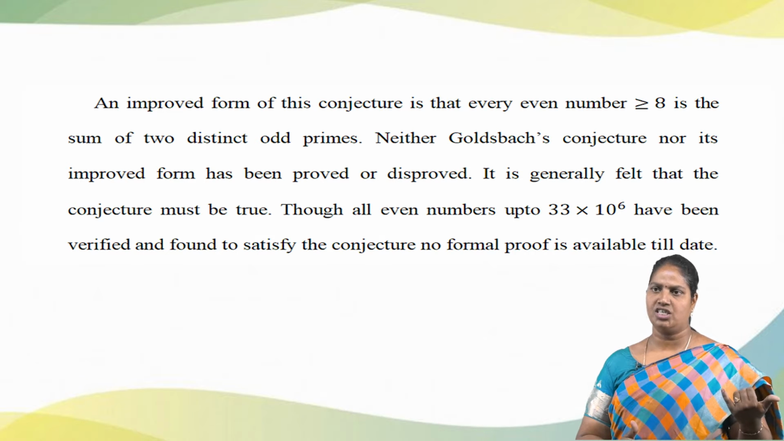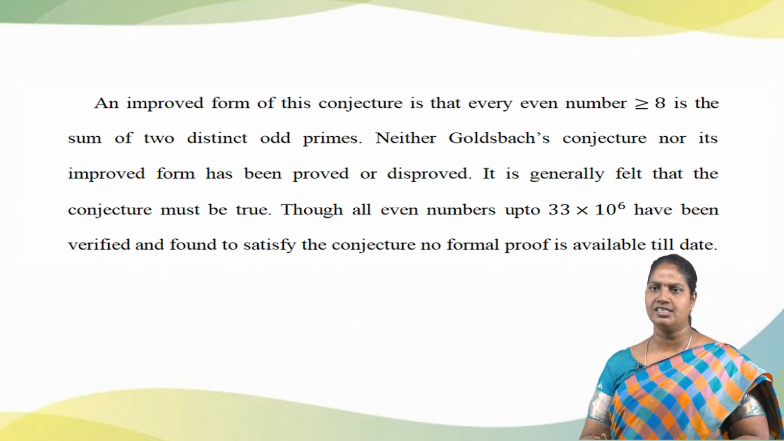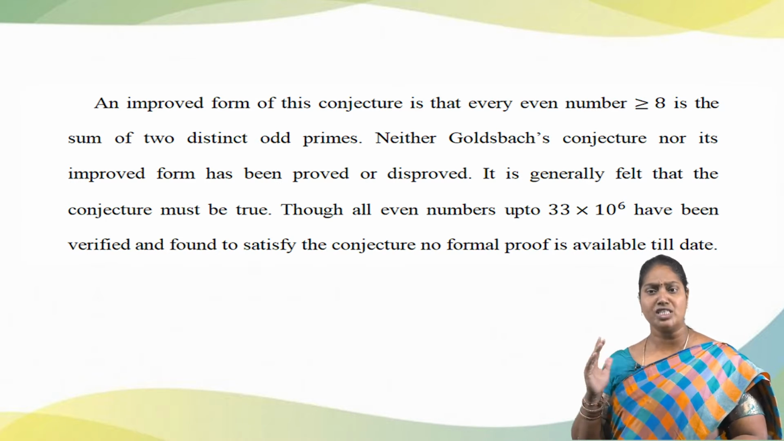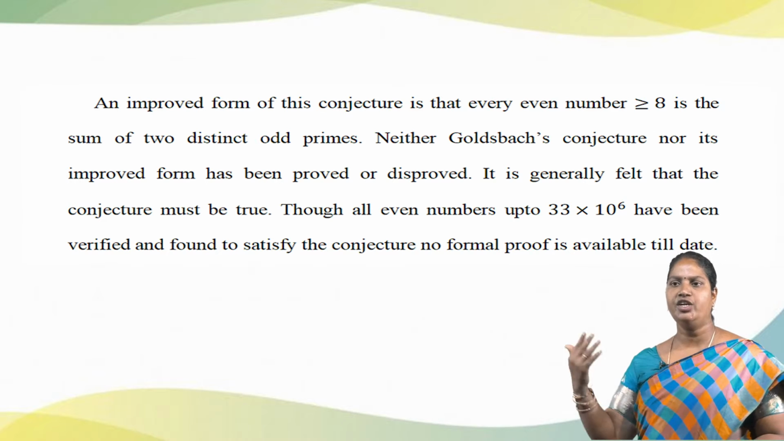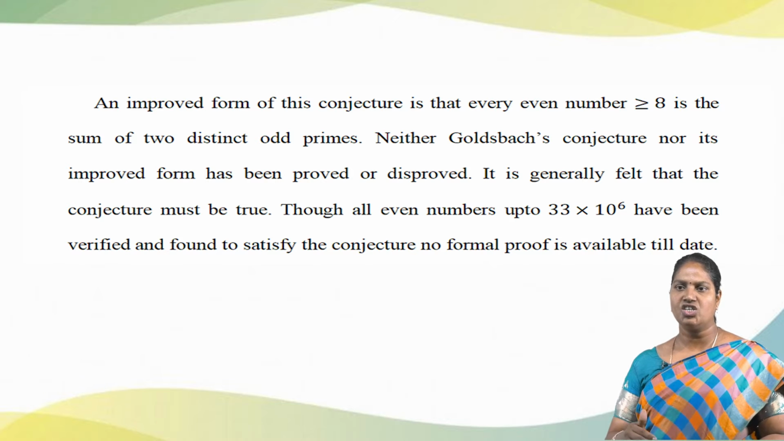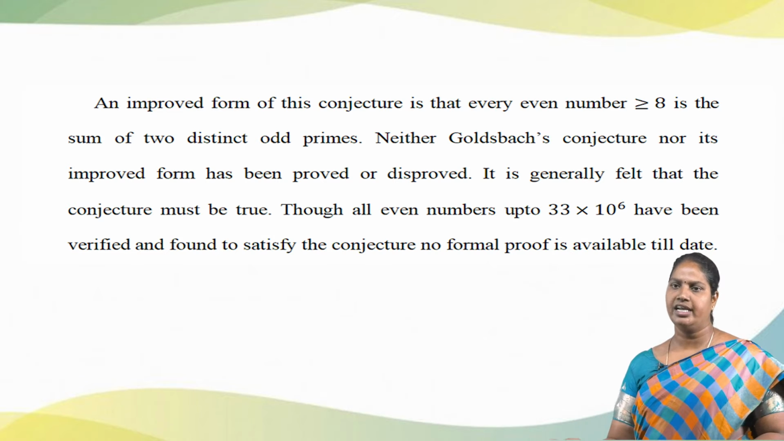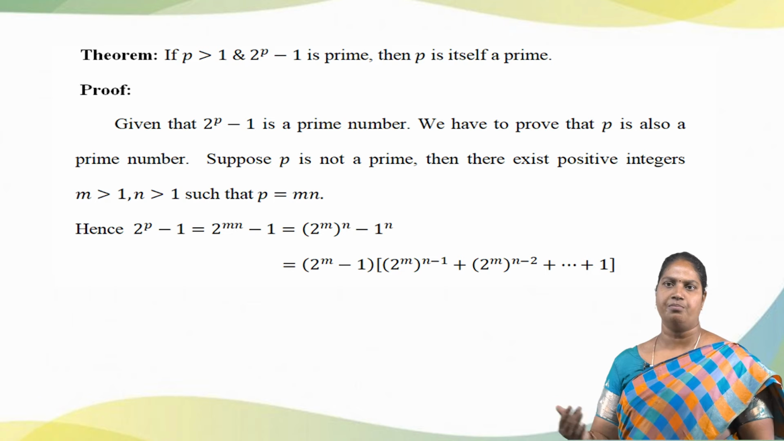Neither Goldbach's conjecture nor its improved form has been proved or disproved. That means it has not been proved by anybody, but it is generally felt that the conjecture must be true, though all even numbers up to 33 times 10 power 6 have been verified and found to be correct. The conjecture is true up to the number 33 times 10 power 6, but no formal proof is available till date. So next we will see a theorem which leads to the definition of a Mersenne number.